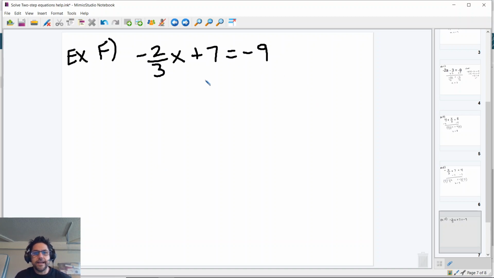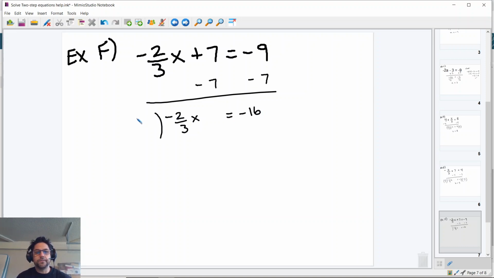Same strategy. Let's subtract 7 on both sides. So that gives me negative 2/3 x is equal to negative 16. I'm going to multiply both sides by the reciprocal again, which is negative 3 over 2. So x is going to be equal to, well, I've got a negative multiplied by a negative, so it's a positive answer. And I could actually cross-cancel here. 2 becomes a 1. 8 becomes a 3. So negative 8 multiplied by negative 3 is going to be positive 24.